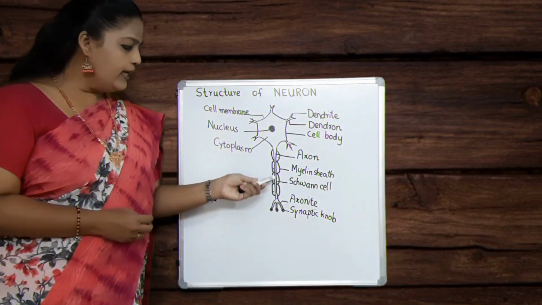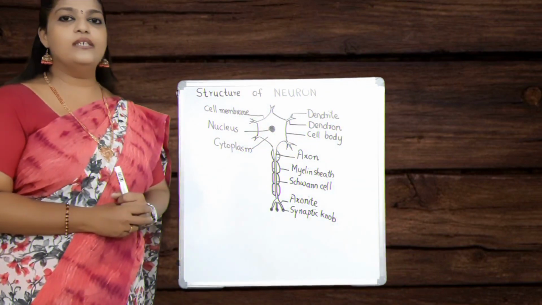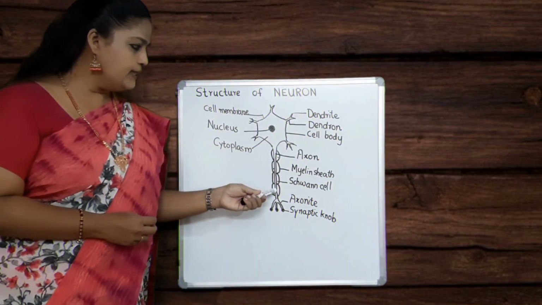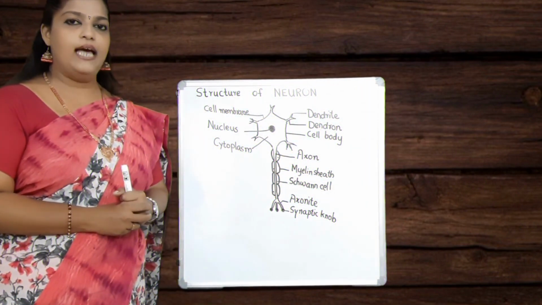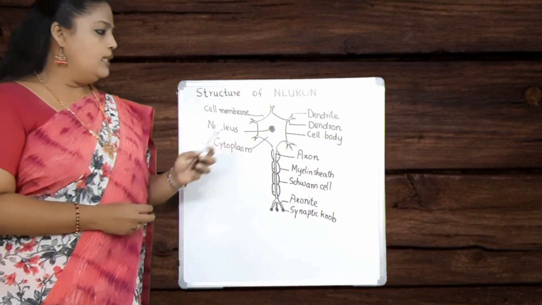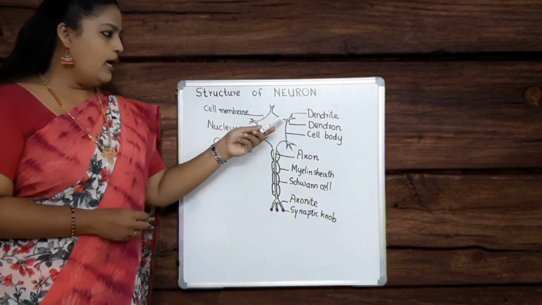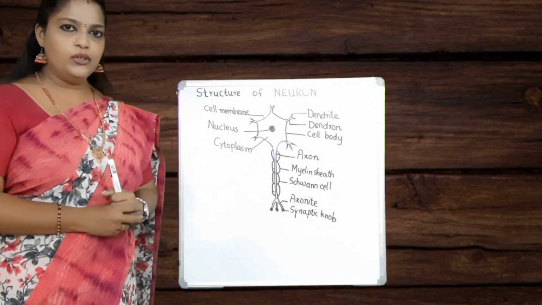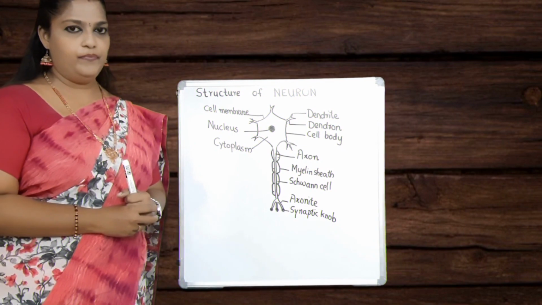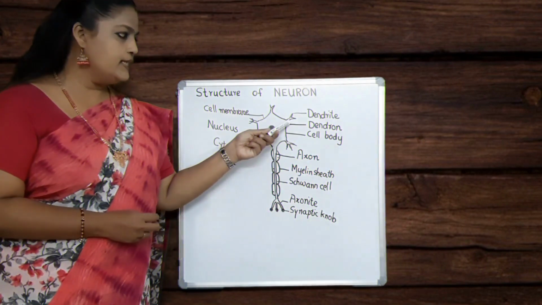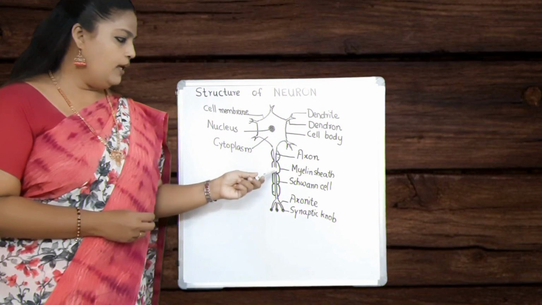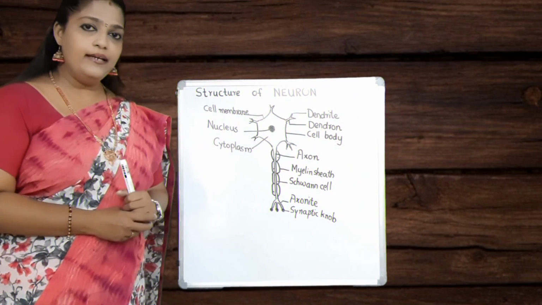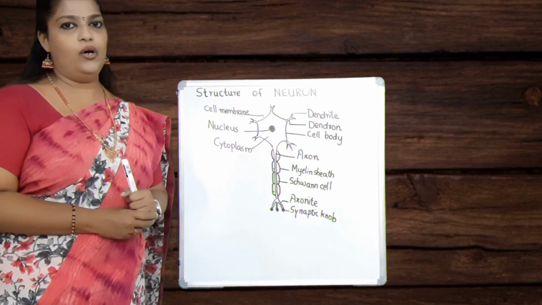Now the long filament arising from the cyton is known as axon. The part that connects axon and dendron is called cell body. It is also known as cyton. So the shortest filament arising from cyton is dendron, and the longest filament is axon. The part that connects axon and dendron is called cyton or cell body.